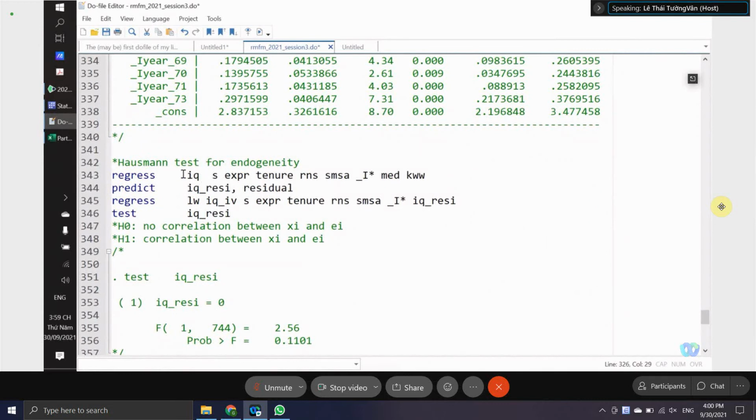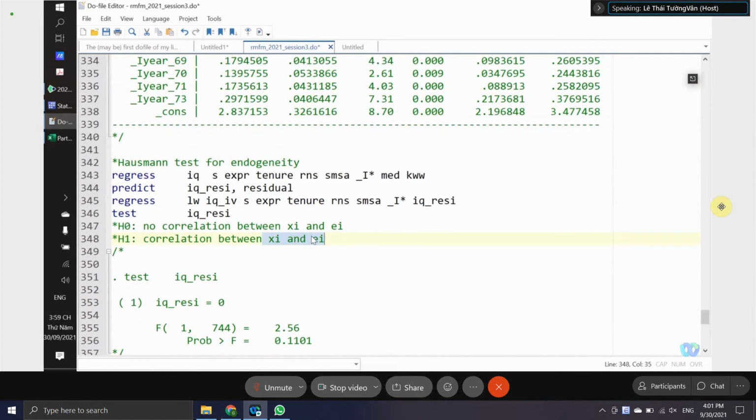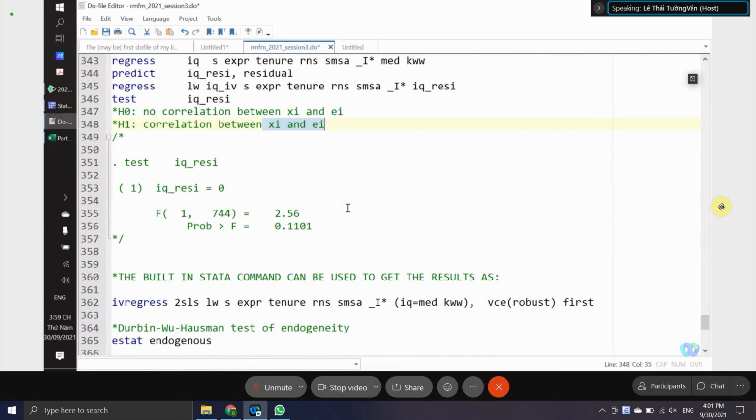In the first stage, you regress IQ on the set of exogenous variables and the instruments. You predict the residual, and you include the residual in the regression. If the residual is significant, then you may see that there is a problem of endogeneity. And in this case, you see that there is no longer a correlation between the error term and the explanatory variable.